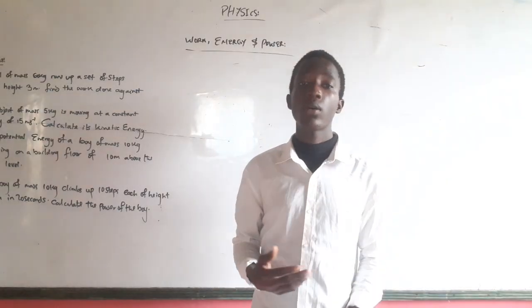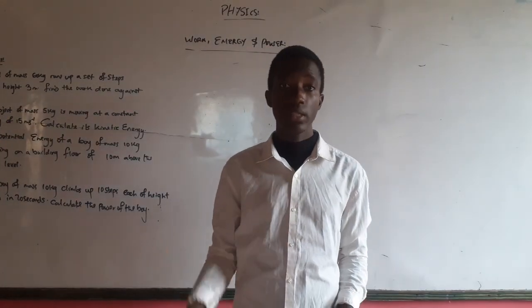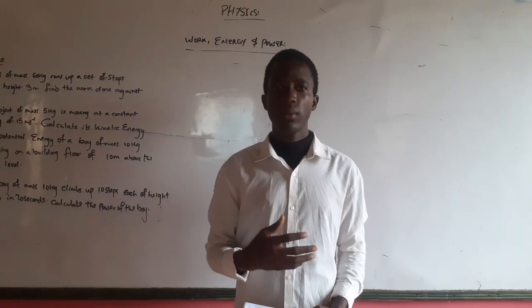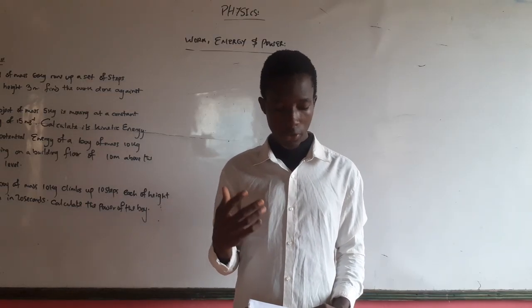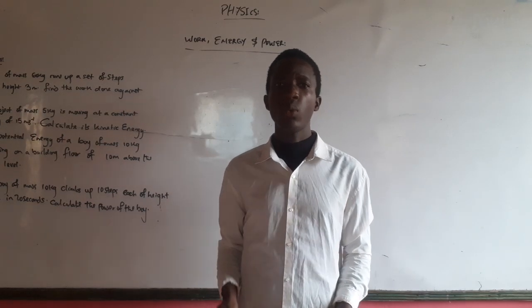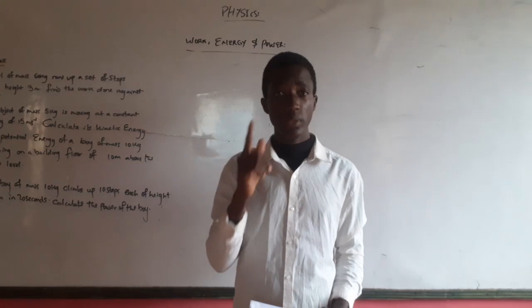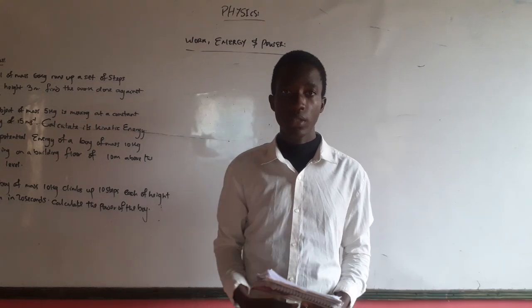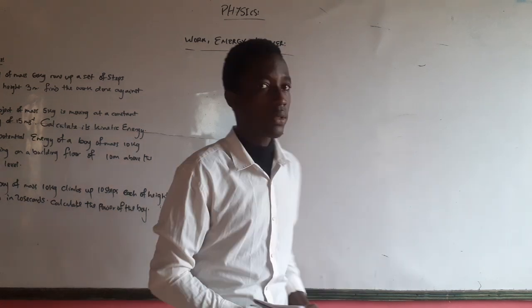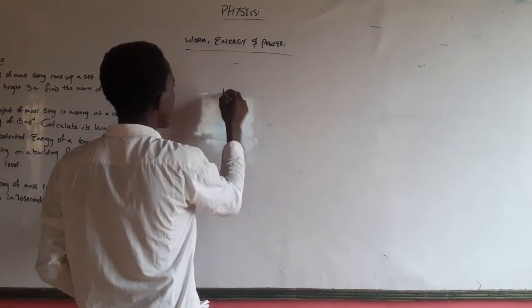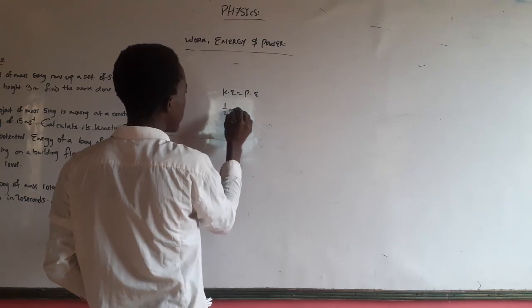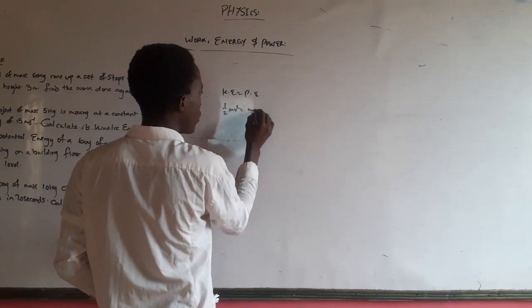Energy has forms we call kinetic energy and potential energy. Kinetic energy is energy due to motion, while potential energy is stored energy. There's something we need to know: whenever kinetic energy is equal to potential energy, there's something we call the maximum velocity. So here's what I'm talking about. When KE is equal to PE, 1/2 mv squared is equal to mgh.